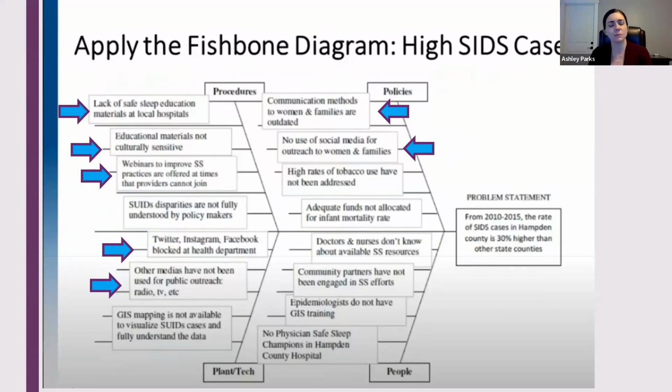Why wouldn't every hospital have a pamphlet on this if babies are actually dying? Right? What about the fact that Twitter, Instagram, Facebook are blocked at the health department, so the health department can't use social media marketing to reach out to families? They can't post tips to avoid SIDS because they're not allowed to use social media at work, even though it's a valuable public health tool. This is a fishbone diagram. So going back to the assessment piece, I love to use this tool when somebody comes to me with a problem. Is that really the problem? If it is the problem, what's the root cause? We start to use these tools to dig a little deeper.